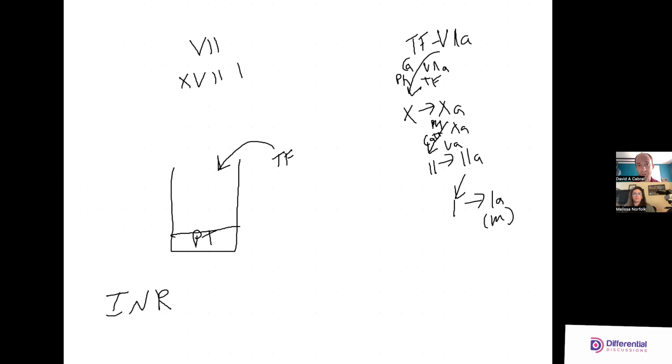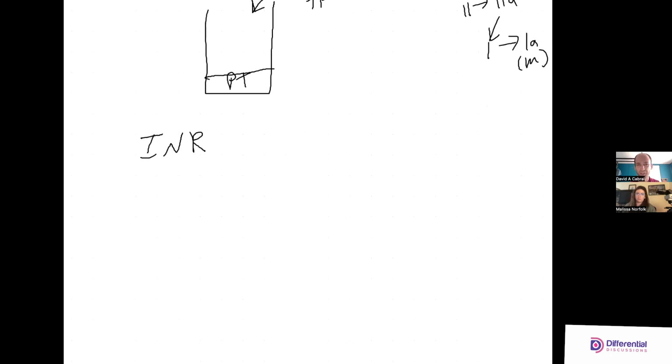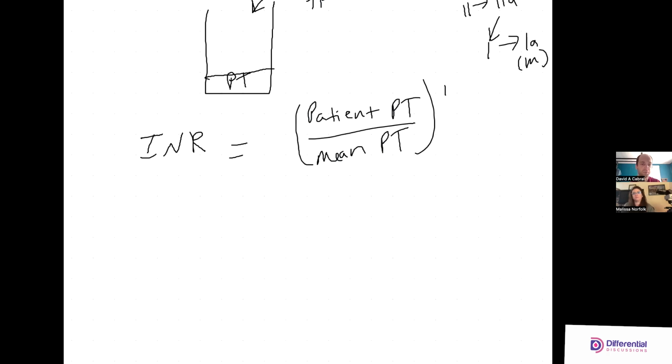And so the INR was developed, the International Normalized Ratio. The INR is calculated based on the patient's PT time and the mean PT time. The mean PT comes from the institution's normal population, and you're using that particular lot of the PT reagent, because the ISI value comes from the lot of the PT reagent.